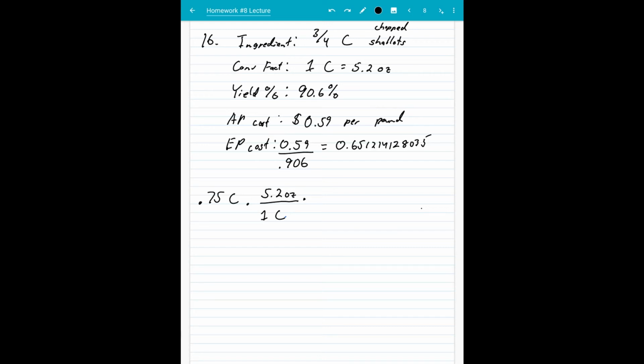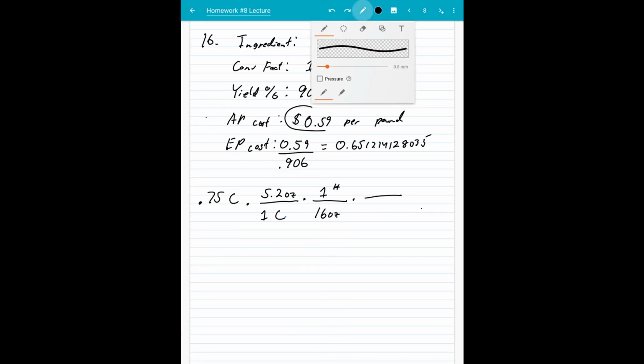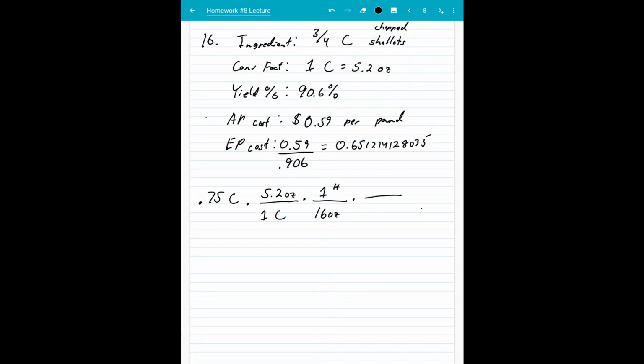Go ahead and multiply by, for every 1 pound, we have 16 ounces. And then instead of this cost, we don't want to use the AP cost because remember it says chopped shallots. We're not going to use this one anymore. It's not the one we're going to use currently. We're going to use our new amount. Erase this little circle. We're going to use our new amount, which is 0.6512. What is that?